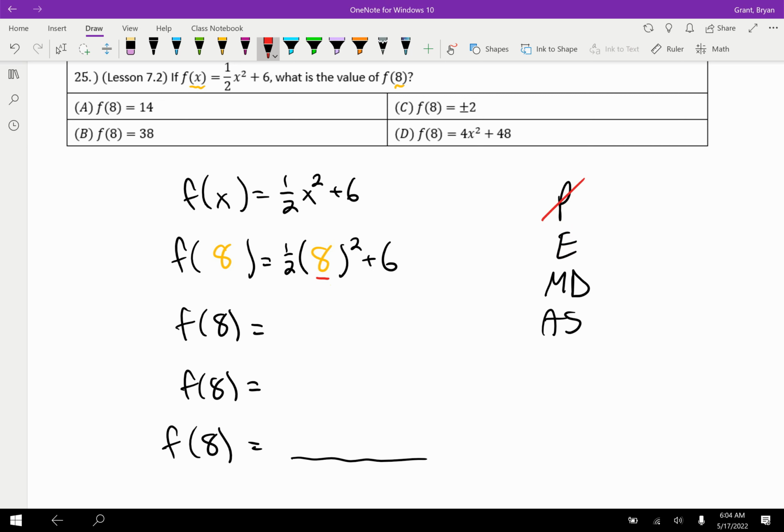Next up, we're on to the exponent part. This is where most people make a mistake. They might think to do half of 8 first, but that's multiplication. We have to do the exponent. 8 squared, 64. Took care of the exponent.